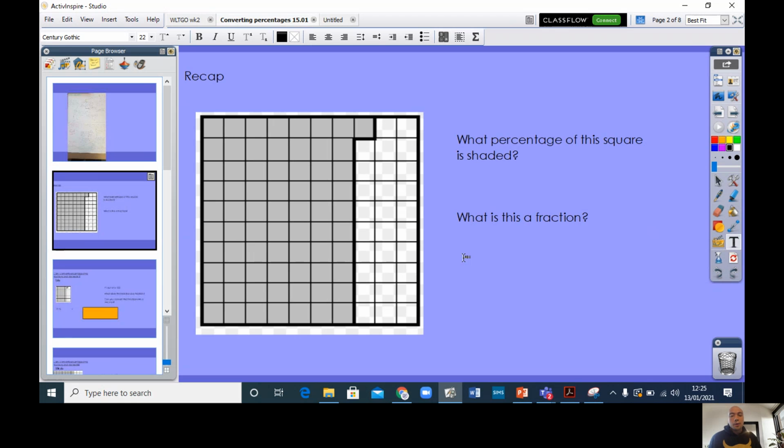Brilliant. So this square is out of 100. There are 100 squares. Because we're looking at percent, we need to make 100 anyway. There are 71 squares shaded, and it's already out of 100, so our answer would be 71%. Now, this is a fraction. Look at our denominator, which is 100. We've got 100 parts, and 71 of those parts are shaded. So we have 71 out of 100 as a fraction.